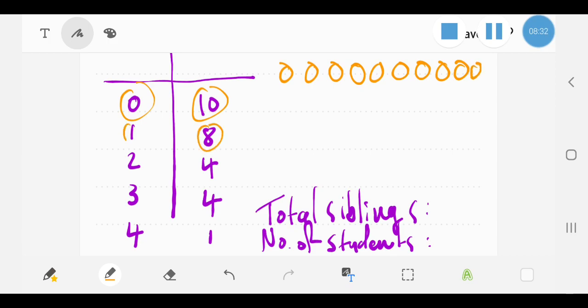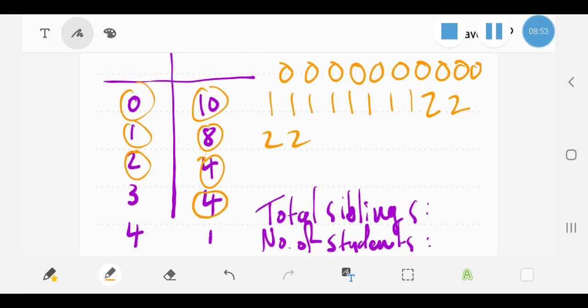8 students have 1 sibling. Okay, so I'm going to do 8 ones: 1, 2, 3, 4, 5, 6, 7, 8. 4 students have 2 siblings. Okay, so I'm going to do 4 twos: 1, 2, 3, 4. Another 4 students have 3 siblings, so that's 4 threes: 1, 2, 3, 4. And 1 student has 4 siblings: 1, 4.